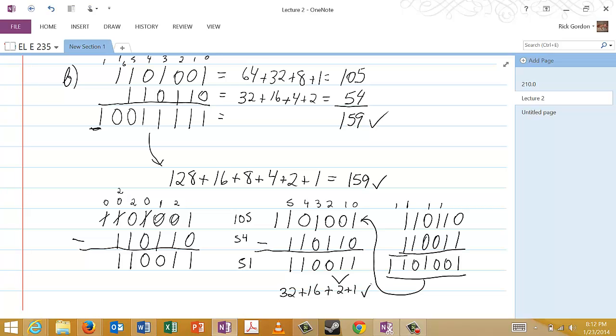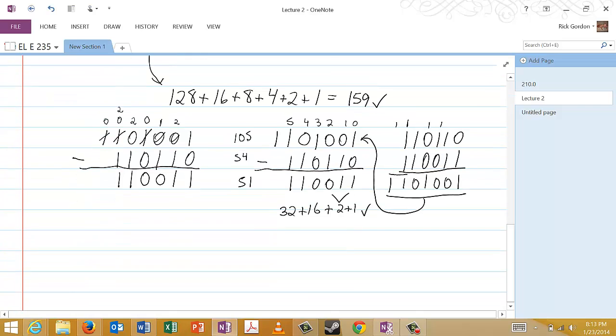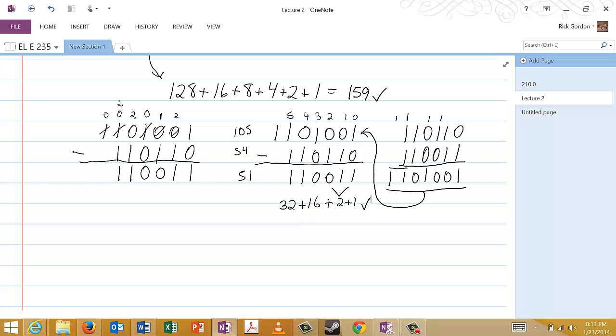So that's how we handle addition and subtraction of two binary numbers. And well, that's the end of that topic.